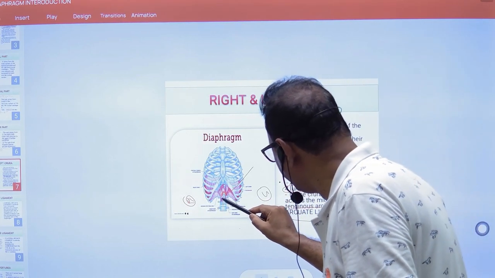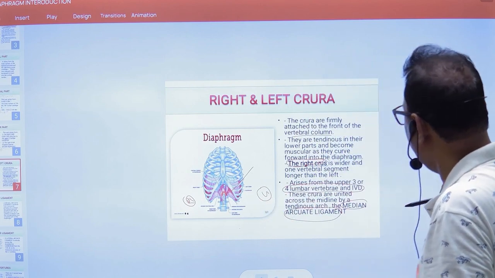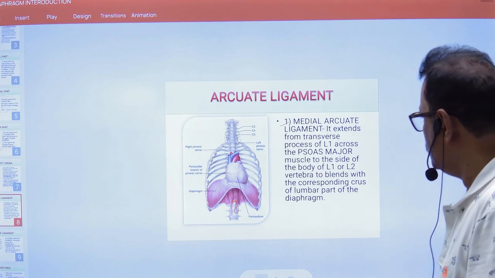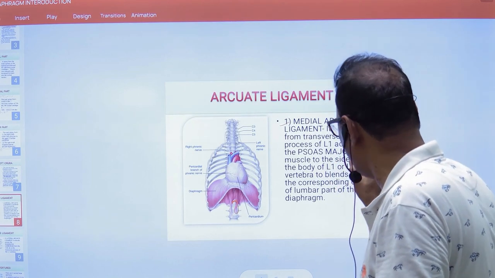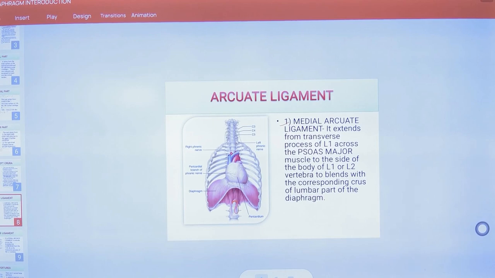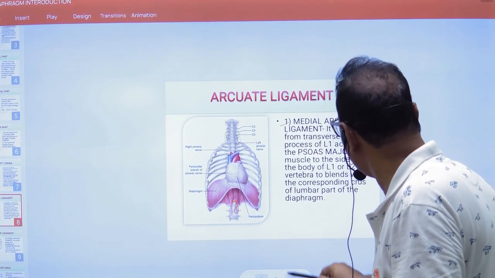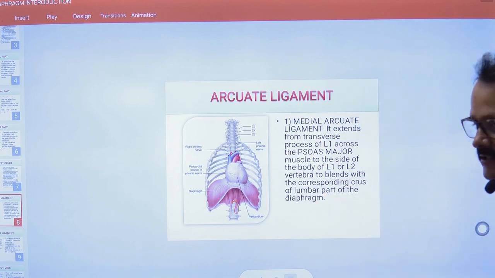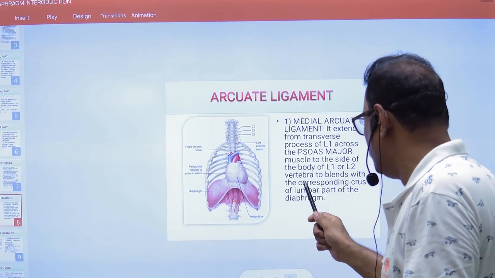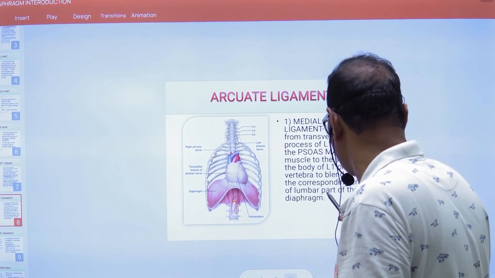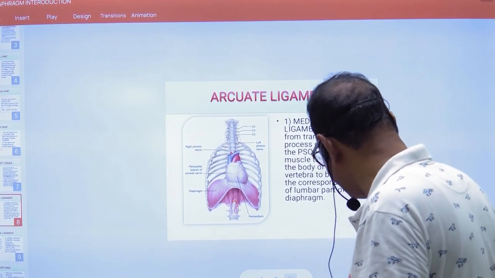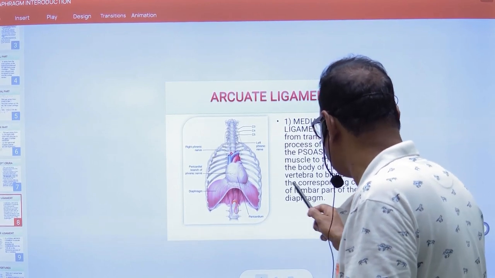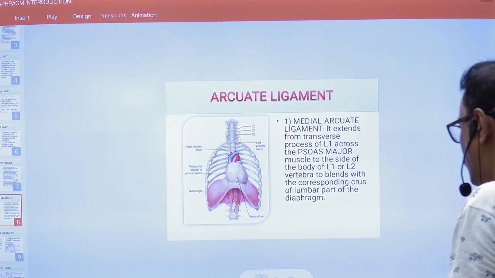We have seen the right and left crura of the diaphragm. Now we come to the median arcuate ligament. It extends from the transverse process of L1 and passes over the psoas major muscle to blend with the corresponding crus of the diaphragm: the right crus of the diaphragm on the right side and the left crus of the diaphragm on the left side.